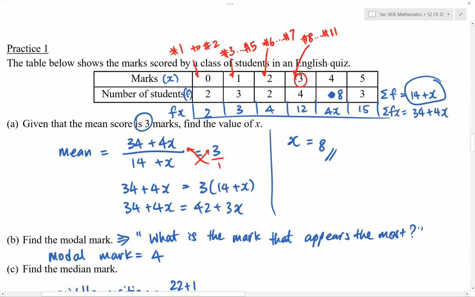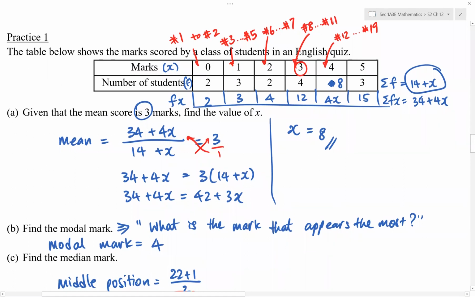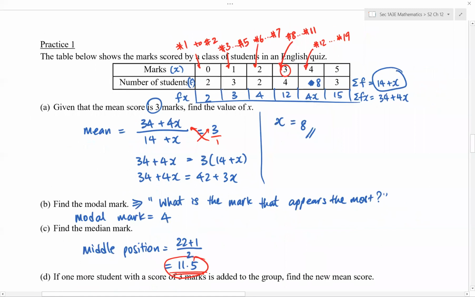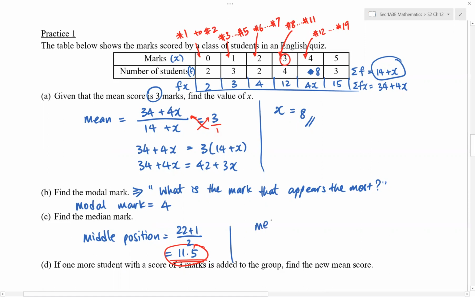We are also interested in position number 12. From here, we've got position number 12 all the way to position number 19. So we have the information required already. The median is the average of the value for position number 11 and position number 12, which is 3 and 4. So you get 3.5 marks.